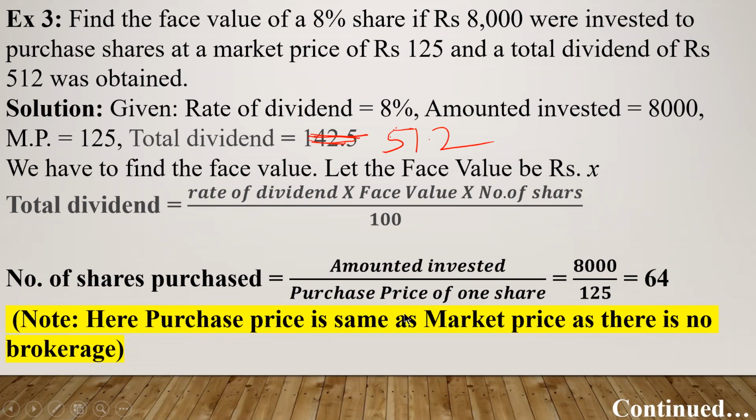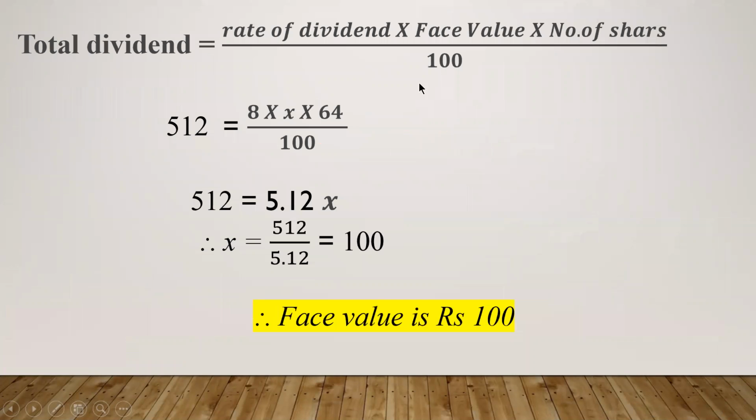It is amount invested divided by purchase price. Amount invested is 8,000, purchase price is 125. When you divide this, you will get 64. So indirectly they have given it, and the number of shares you got is 64. Now put everything in the formula here. Total dividend 512, rate of dividend 8, face value we are calling X, number of shares 64, divided by 100. Solve this equation and find the value of X.